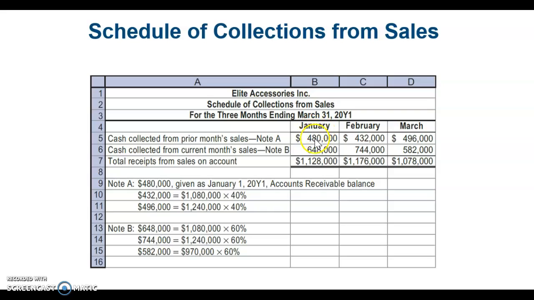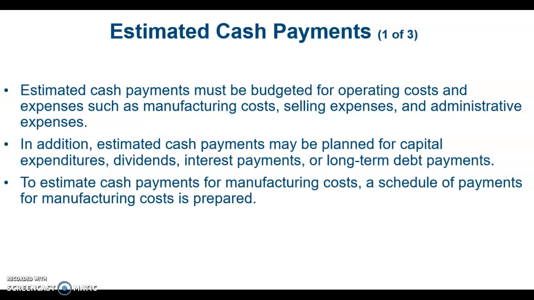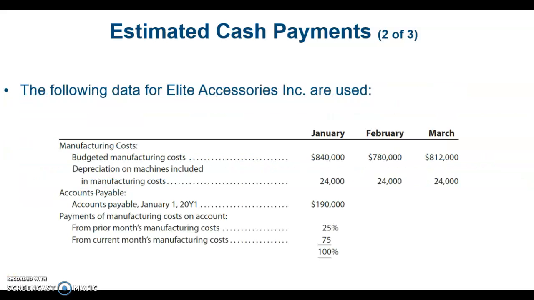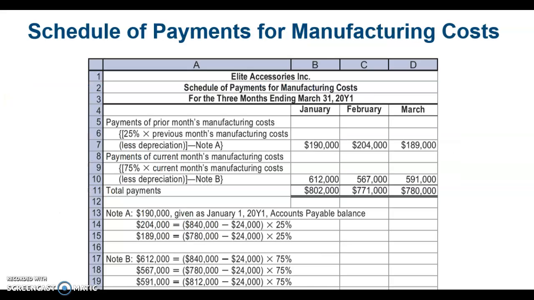In January, some of this comes from current month sales and some of this comes from prior month sales. But the total amount we think we will collect from January would be $1,128,000. Cash payments are how much we think we're going to pay out. So we have an estimate of what we think we'll be paying out, and we will drop it into a budget. And this is what it would look like.